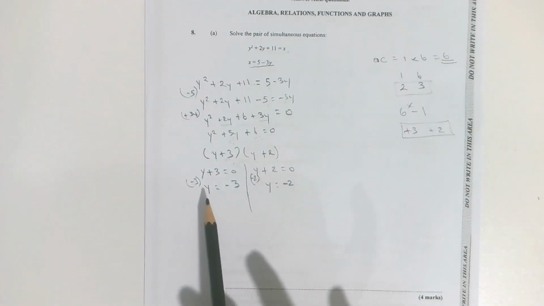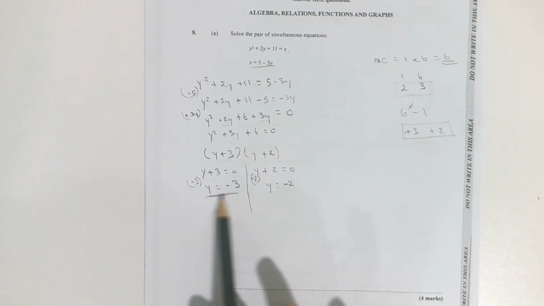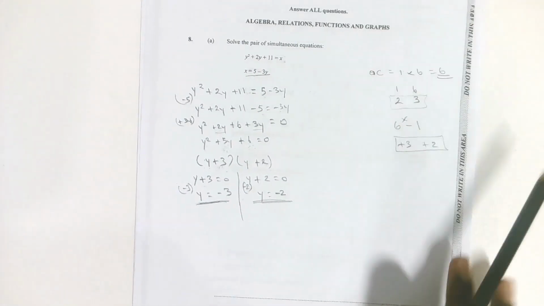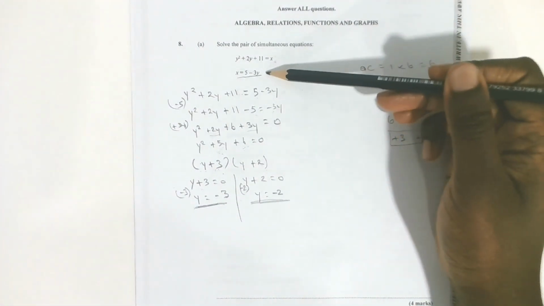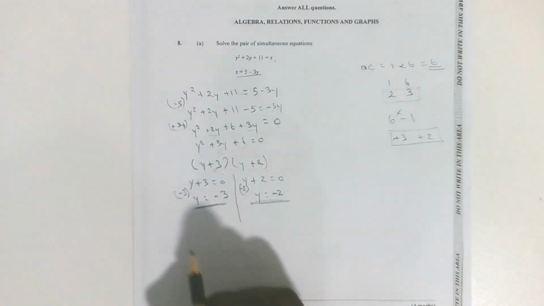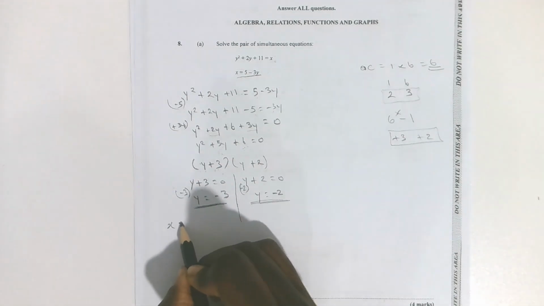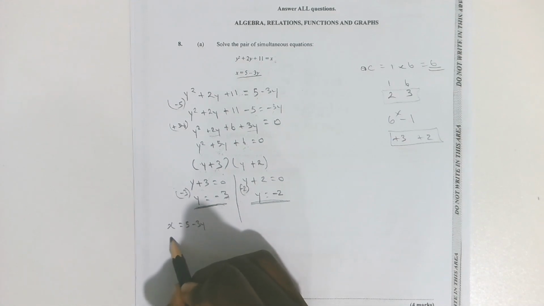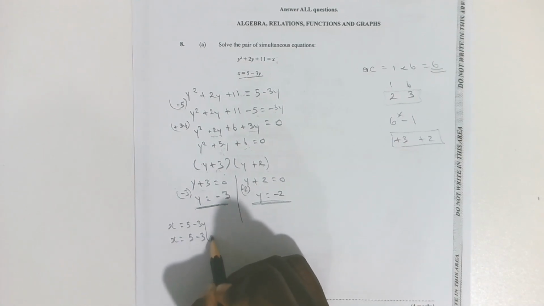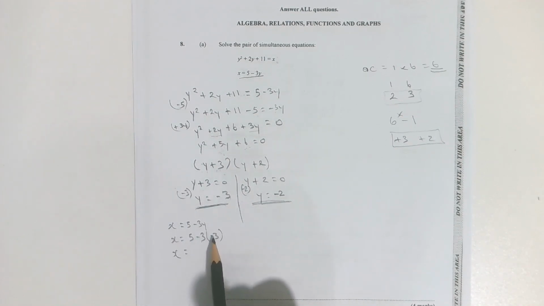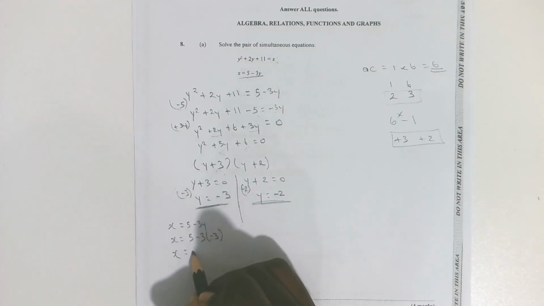Now to find our x values, we need to substitute our y values into one of our equations, and I would choose our first equation here, or second equation here, because that is the easier option. So we have x is equal to 5 minus 3y. We know our value for y is negative 3, so x is equal to 5 minus 3 times negative 3. Negative 3 multiplied by negative 3 is going to give us a positive 9. So 5 plus 9 is going to give us 14.